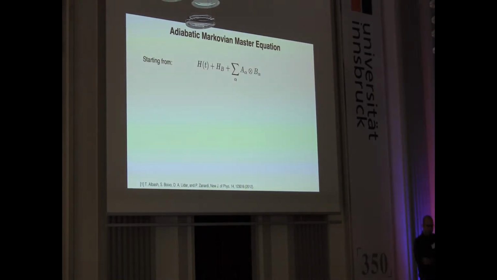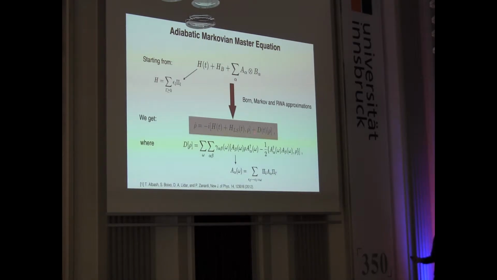So let's start from some general Markovian master equation. I have some Hamiltonian for the system, some Hamiltonian for the bath, and some interaction between system and bath. This is a tensor product between a system part and a bath part. This is the Hamiltonian on the environment, and this is the environment part of the tensor product. So I start from this, I go through the whole recipe of Born, Markov, and rotating wave approximations, and I get some master equation.